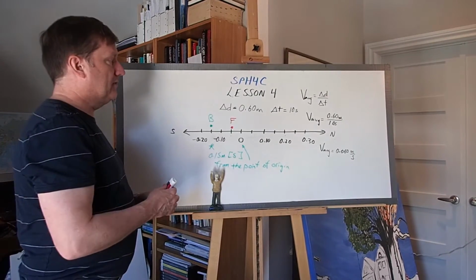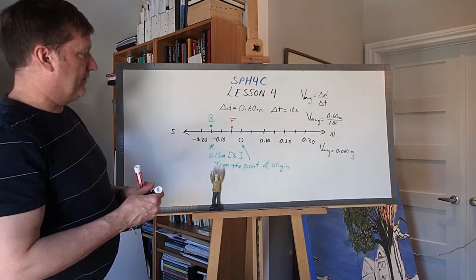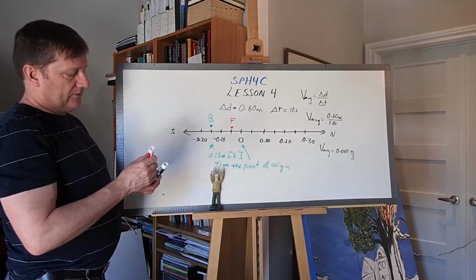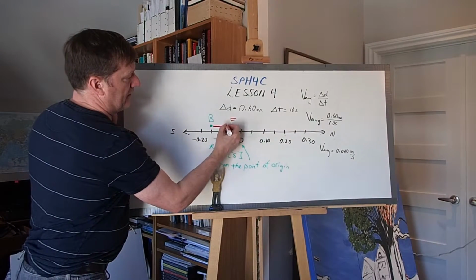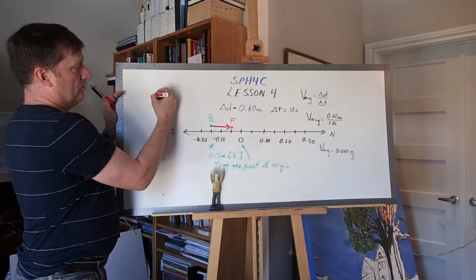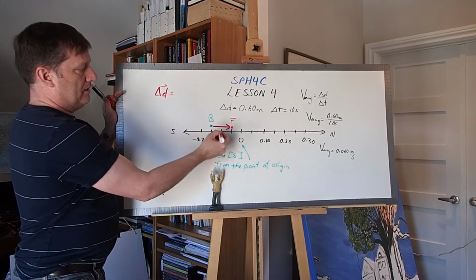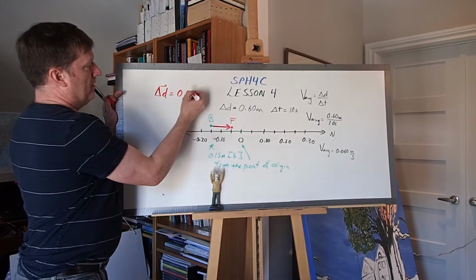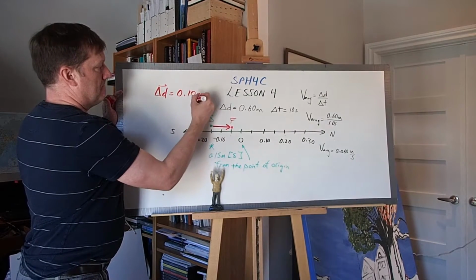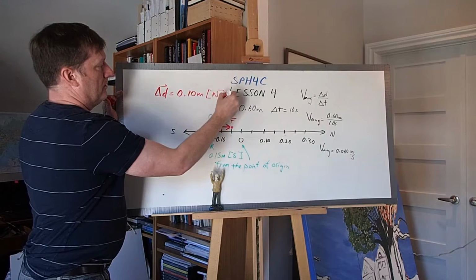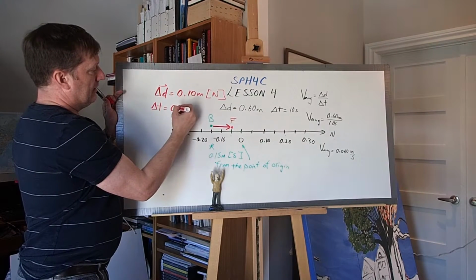Okay, so we're going to take a look at a different measurement now, and that's going to be his average velocity. So his displacement that he traveled from beginning to finish is this line. So the total displacement for him is 0.10 meters. Which way is that pointing? North. And the time it took is the same, 10 seconds.